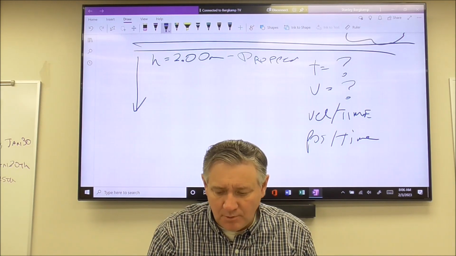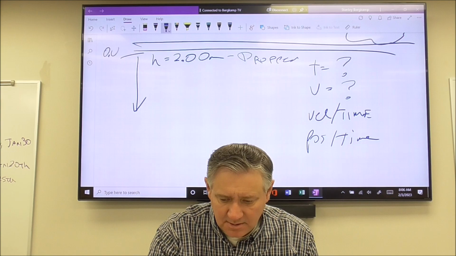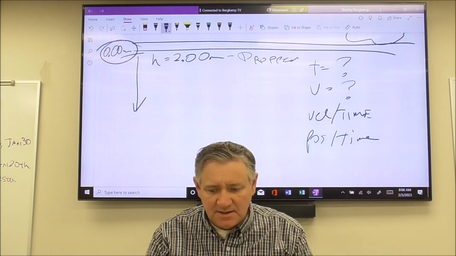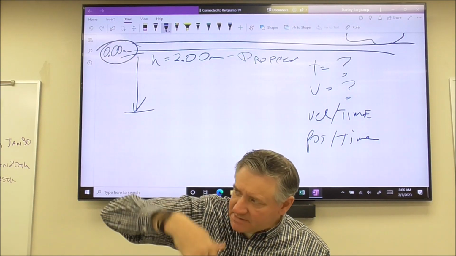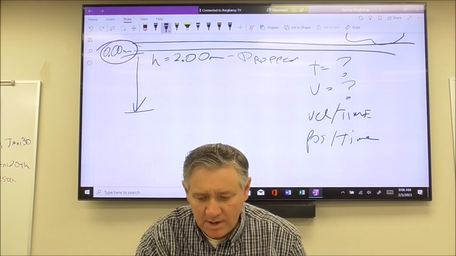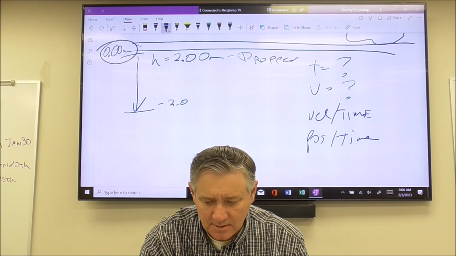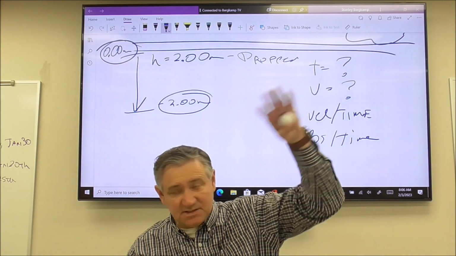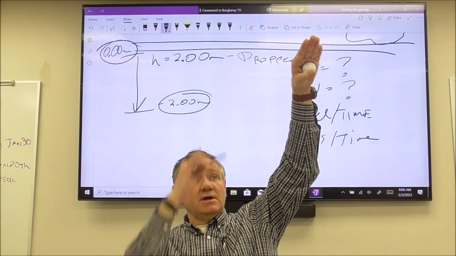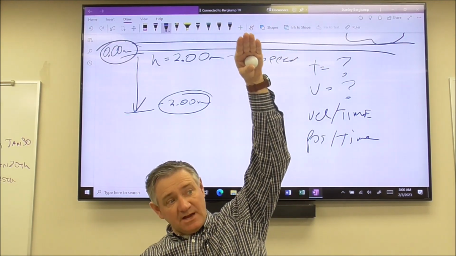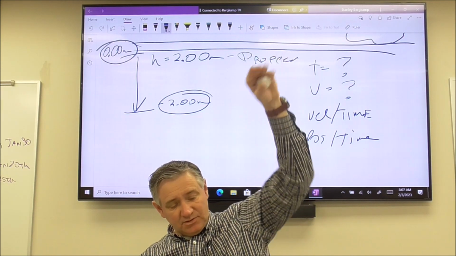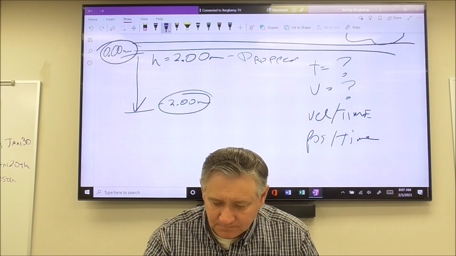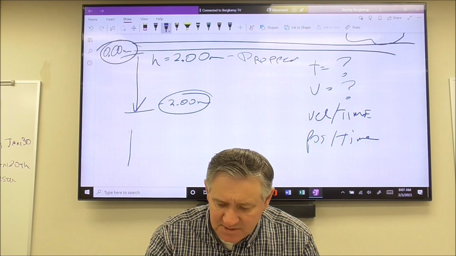Now, here's what's going to be important. That's going to be 0 meters. So what that means, then, if I'm defining down as being a positive value, when it hits the ground, then my position is going to be negative 2 meters because it's just like a number line. Here's 0. Anything below that point is going to have a negative position, which is going to be negative 2 meters.